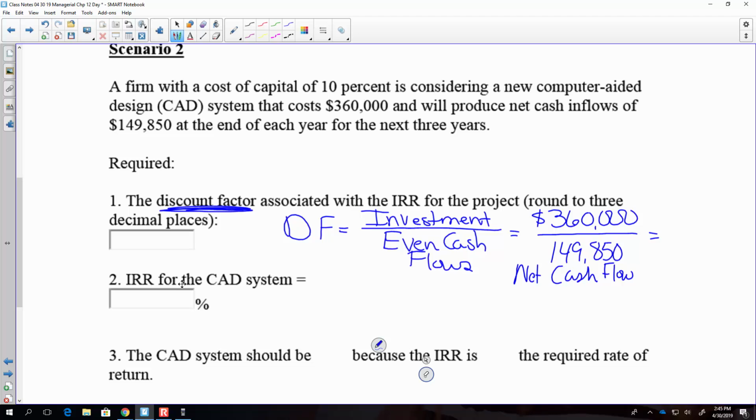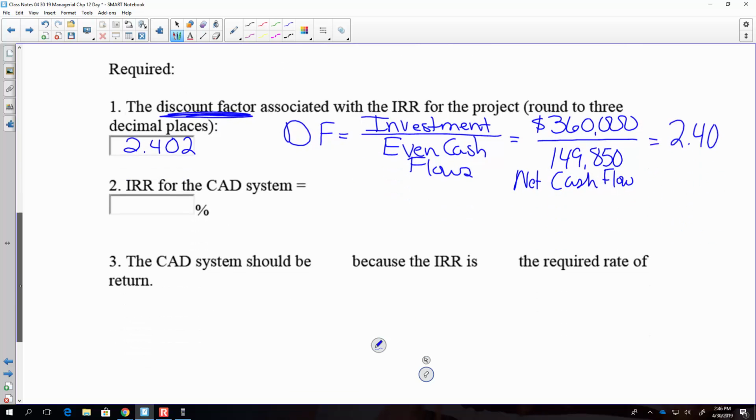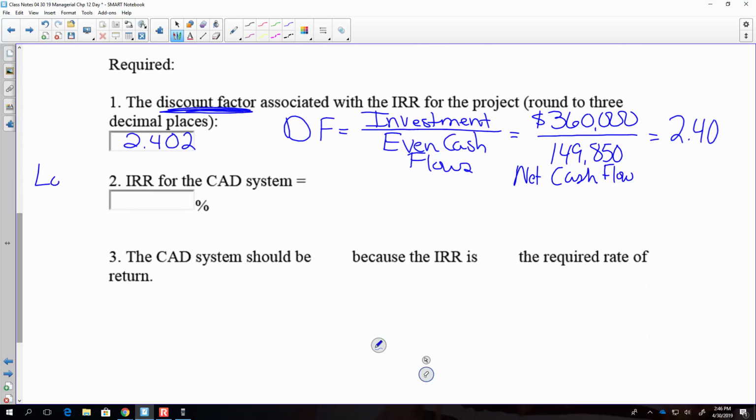I got 2.4. Does it come out even to 2.4? Oh, no. 2.4024024. So I think rounded to 3 would be 2.402? Okay. So that gives us our discount factor. Now we can look it up.